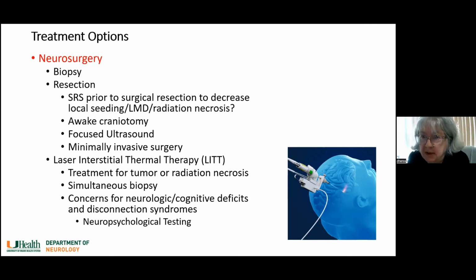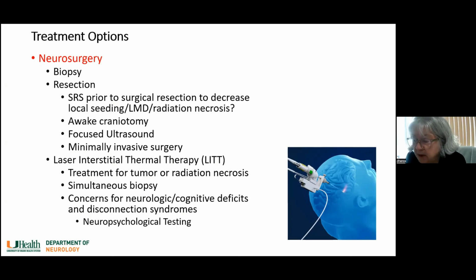Simultaneous biopsy can be performed. We'd like to see a larger biopsy to be able to perform more testing on the specimen, and hopefully as the neurosurgeons become more familiar with the procedure, that will be possible.